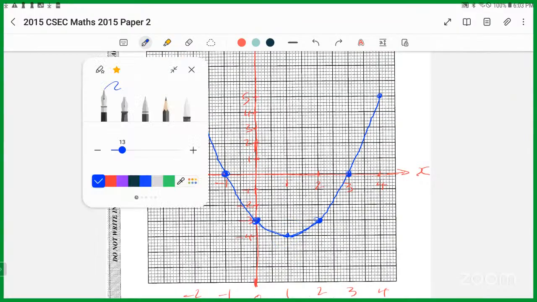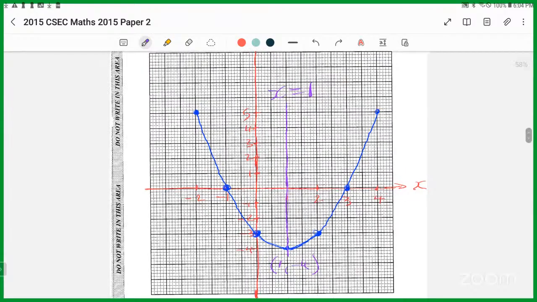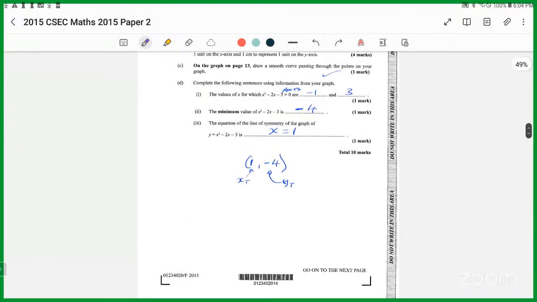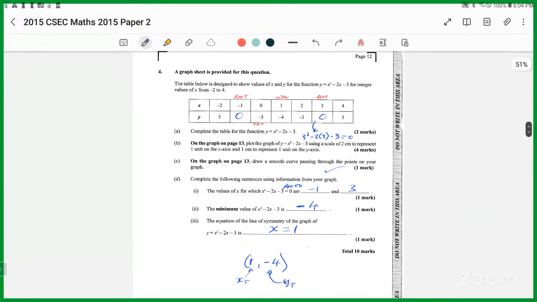Use the purple. This will be the axis of symmetry, a vertical line through here. That's a vertical line passing through this point, which is 1, negative 4. That vertical line is x equals 1. That's the equation of that vertical line. X equals 1, the axis of symmetry. So the answer for that one is right here: x equals 1. There are multiple ways to look at it, and the end result is the same.